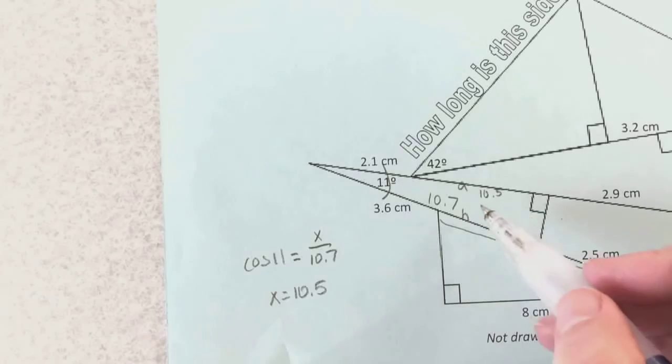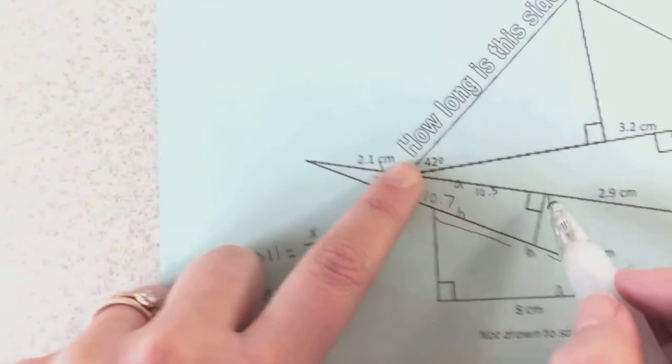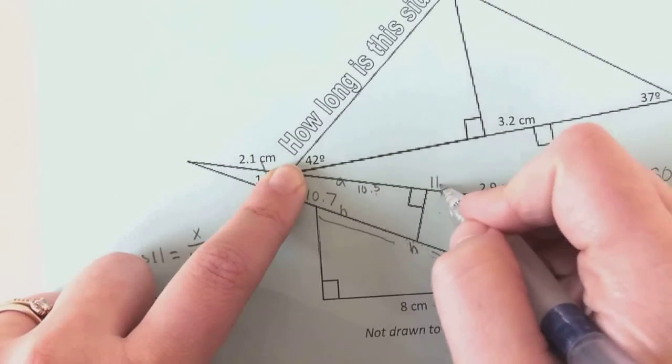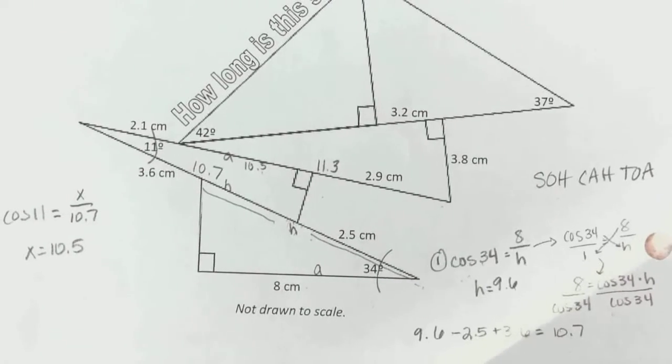Now again, I have to do some algebra with the 10.5. I need to subtract my 2.1, and then I'm going to add the 2.9, and that gives me 11.3. That's the hypotenuse of my next triangle that I'm working with.